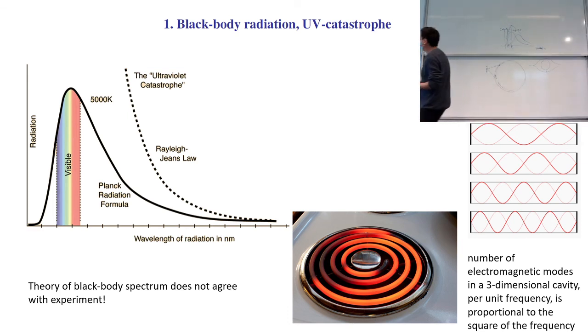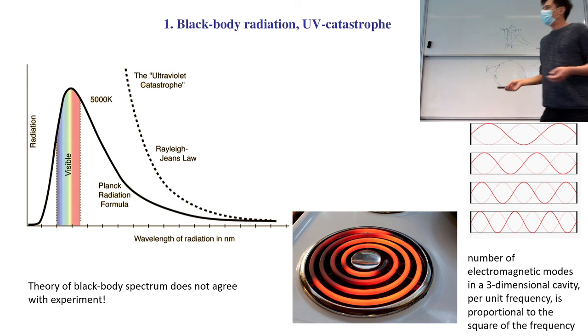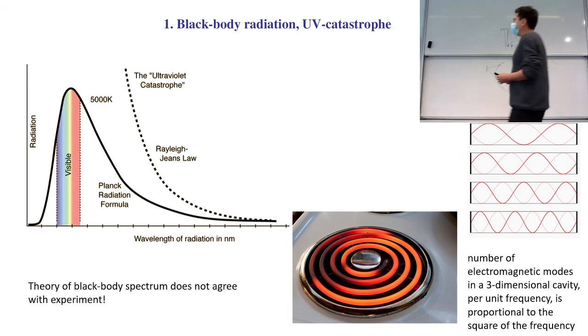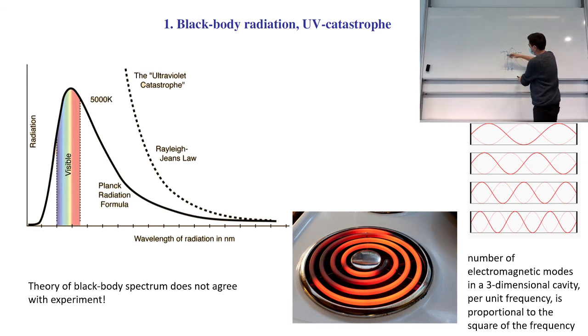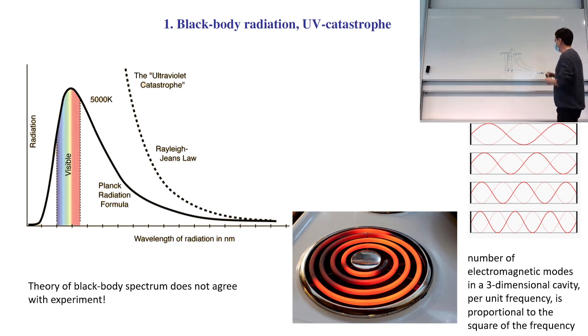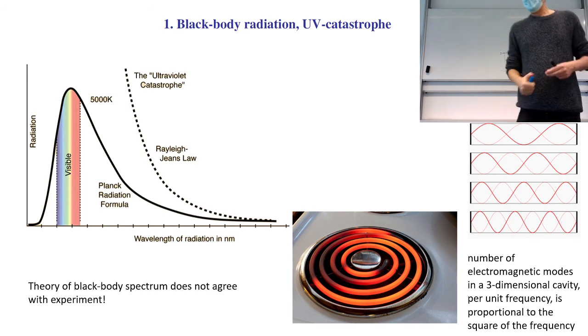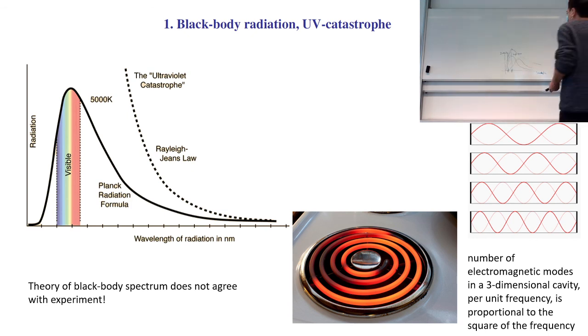So what's the problem? That's what you see when you measure it, but when you try to calculate it, what you get is something more like this curve, where you predict there should be more and more and more light coming off in this short wavelength region.